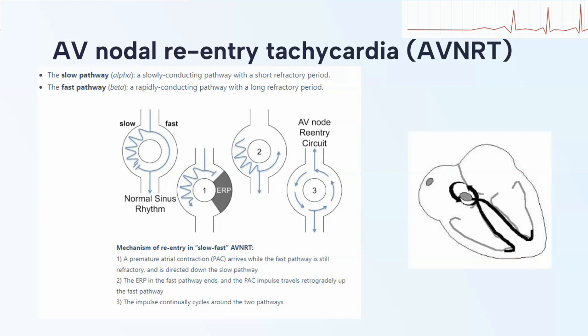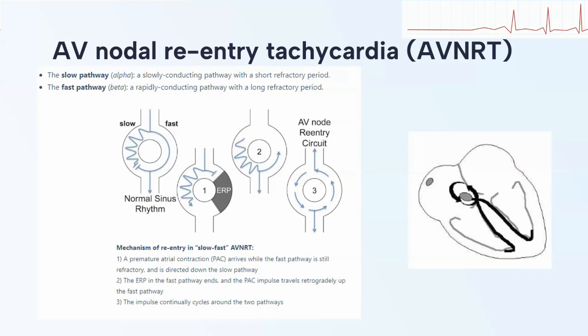One comes down the slow or alpha pathway, which has a short refractory period, so you can see the squiggly line here is short. And then the fast or beta pathway, which has this long refractory period. Generally these two cancel each other out in the AV node, and the net result is that the fast one conducts down to the ventricles and gives you that normal sinus rhythm.